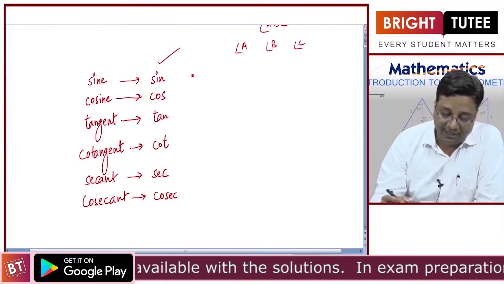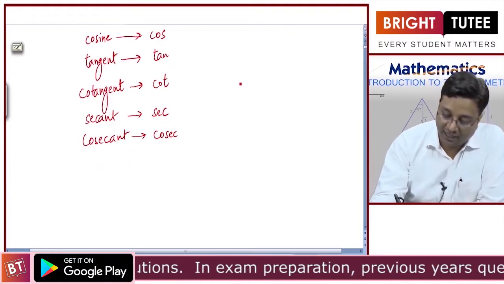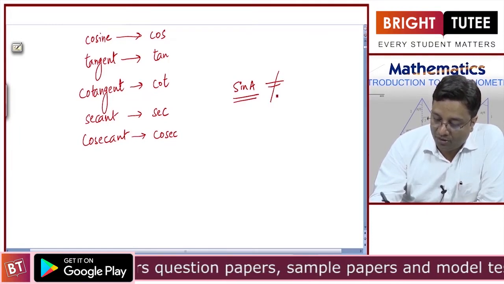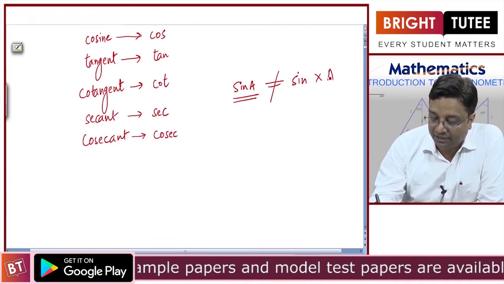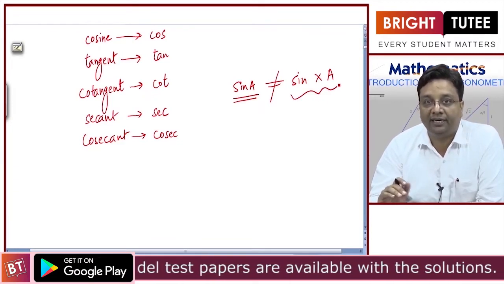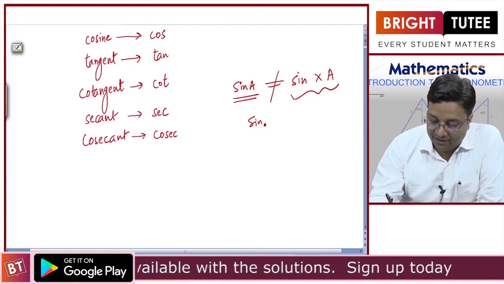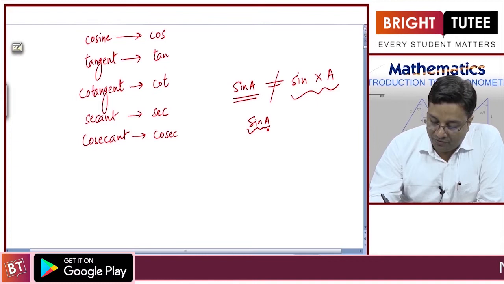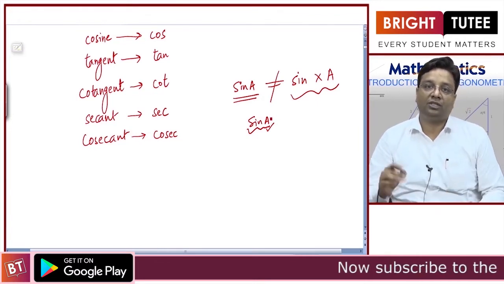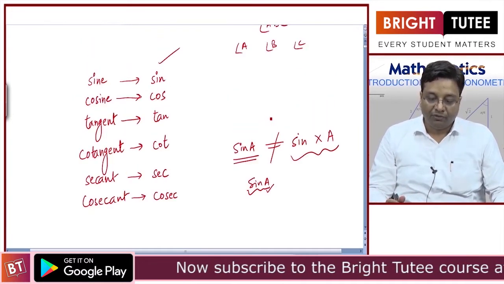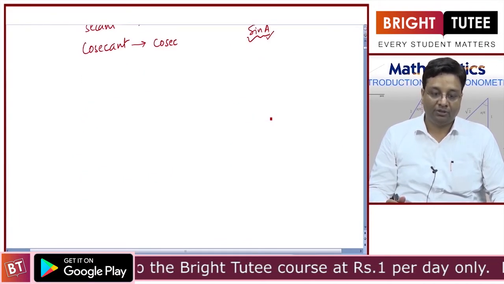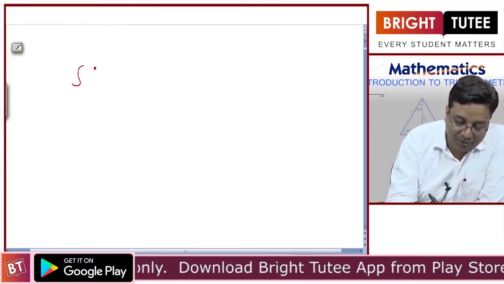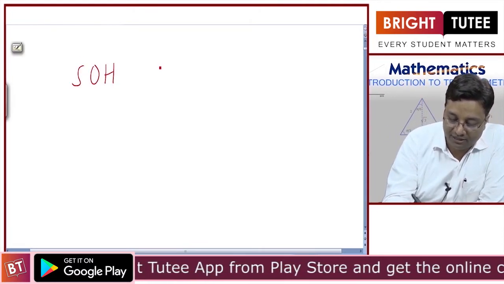And if I write sin A, right, it doesn't mean sin into A. No, this is nonsensical, right? So sin A is a complete expression in itself, right? It denotes sine of angle A. We will learn about what is sine of angle A, right? For these trigonometric ratios, I'll give you a mnemonic here which you have to memorize. It will help you in memorizing these very easily.